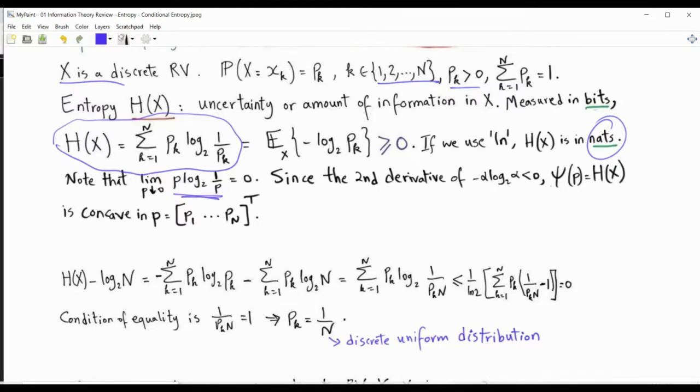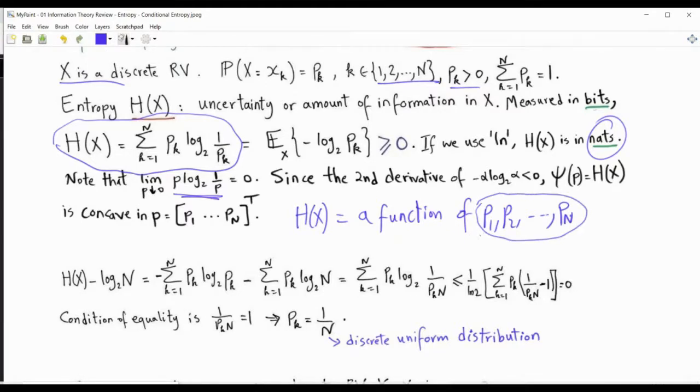You can think of this entropy H of X as a function of those probabilities, which are p1, p2 up to pn. And you can check, using the second derivative or even the main definition of concavity, that this function is a concave function of those variables. And this may be important if you are involving the entropy in an optimization problem and you want to investigate whether your objective function or one of the constraints is a convex or concave function.